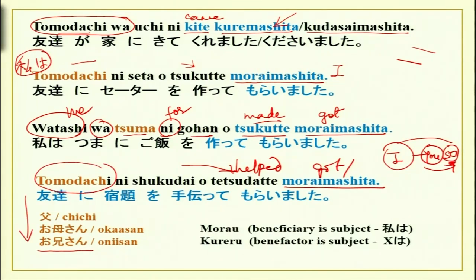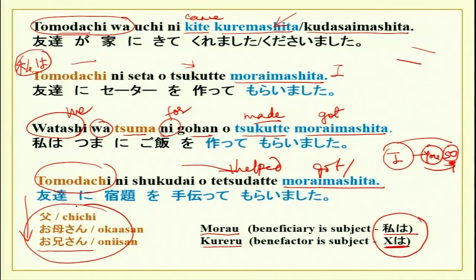Now, you will see in morau, who is the beneficiary? It is watashi. And in kureru, who is the benefactor? X. So, you have to be very careful with the subject. Subject wa. Subject could be anybody, it could be me or it could be oni-san, okaasan, tomodachi, sensei, Tanaka-san, anyone. And then who is receiving what is also very, very important. So, again and again, I'm giving you sentences, again and again trying to tell you the same thing, because this is used a lot in daily conversation.